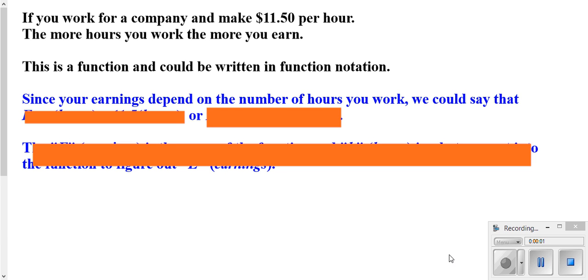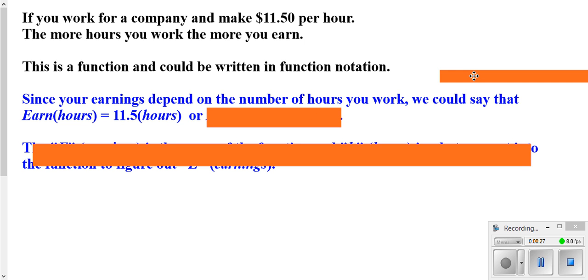Okay, we're going to start off this lesson a little bit different. Suppose you work for a company and make $11.50 an hour. In other words, the more hours you work, the more you would earn. This is really a function and can be written in function notation. In other words, your earning is based on the hours. In other words, hours is your input. And your earnings would be 11 and a half times your hours that you work.